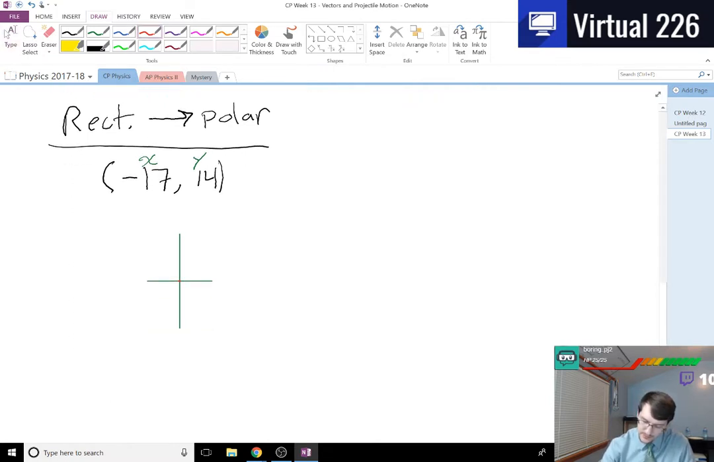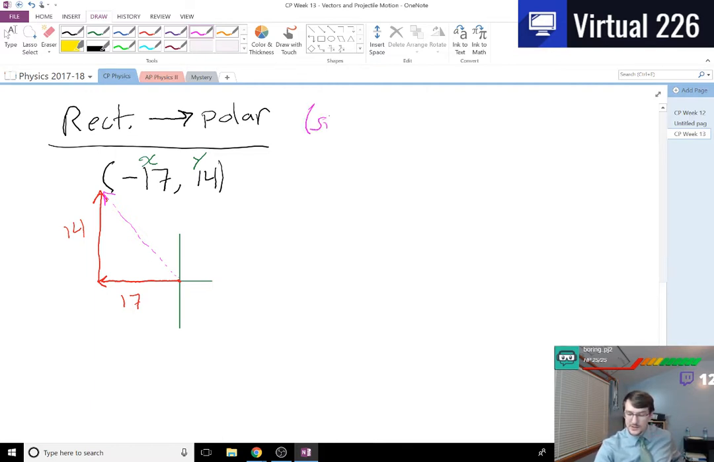So at the origin, and I go -17, negative direction. Then go 14 from here in the y. So this is the head-tail method. That's 14. Like all good vectors, we go start to finish. In order to get polar notation, remember, polar notation is the size, comma, angle.